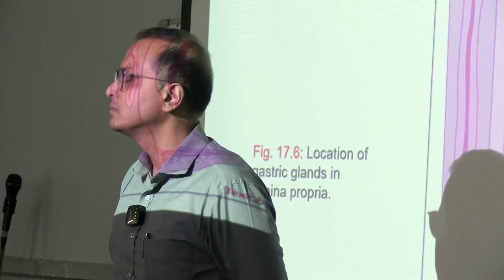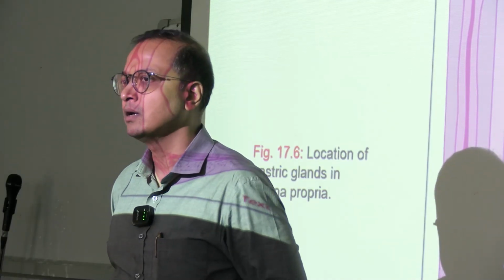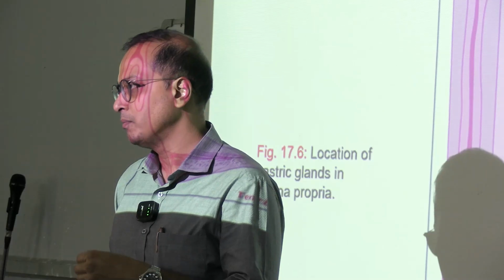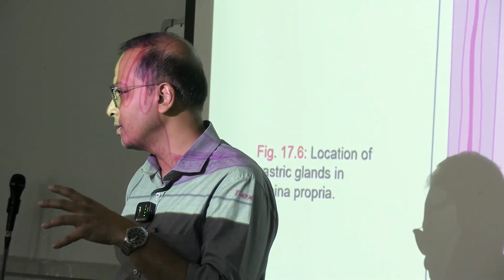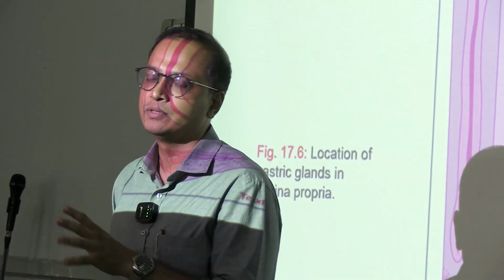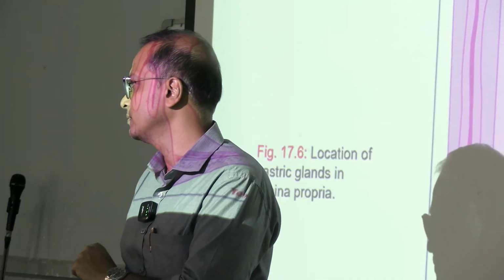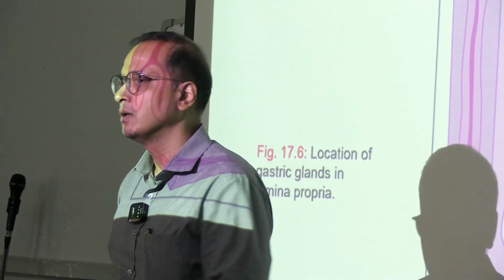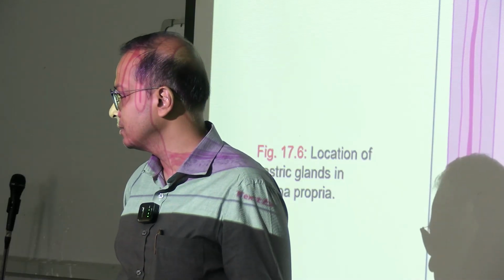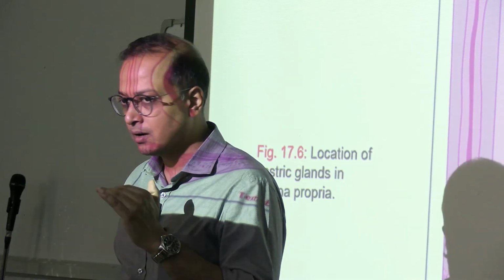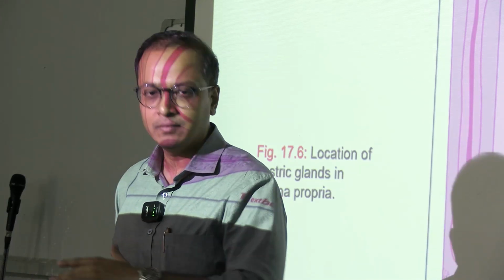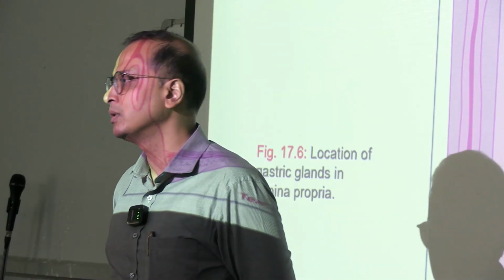Out of these 3 sublayers of the mucosa, which one is important, or a kind of identifying feature in the stomach? Lamina propria. Lamina propria has a special feature. Where is lamina propria placed? Under the epithelium cells and above the muscularis mucosae. Great. So, you know the locations.